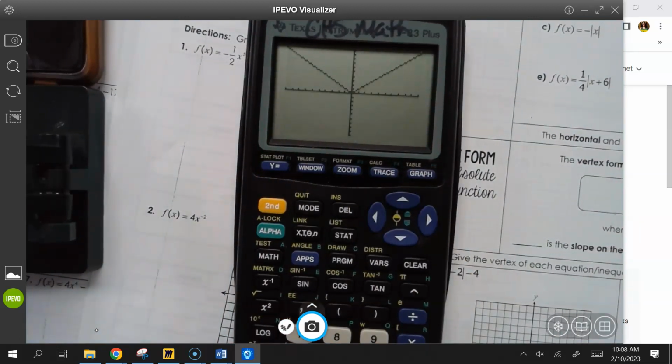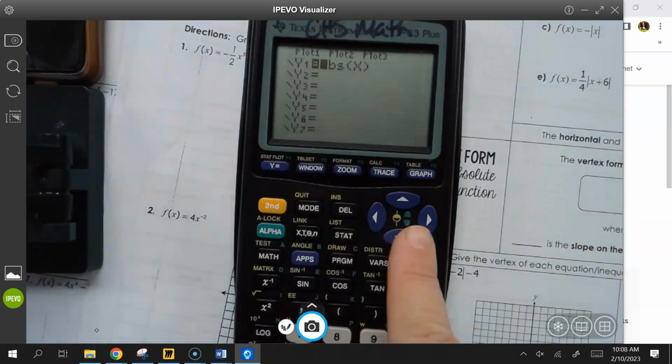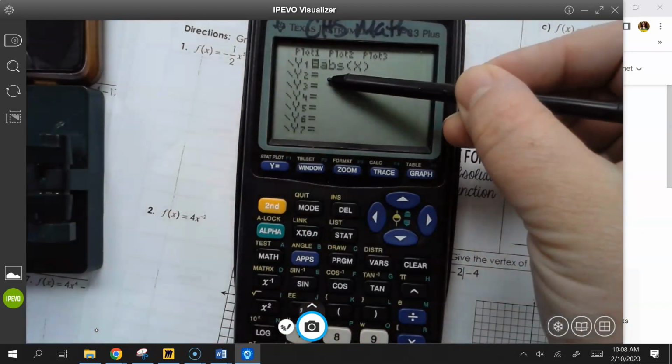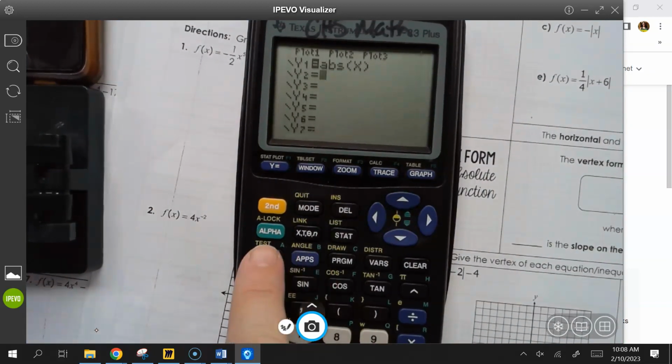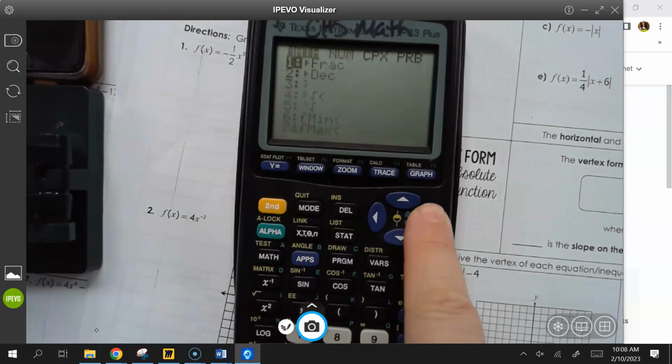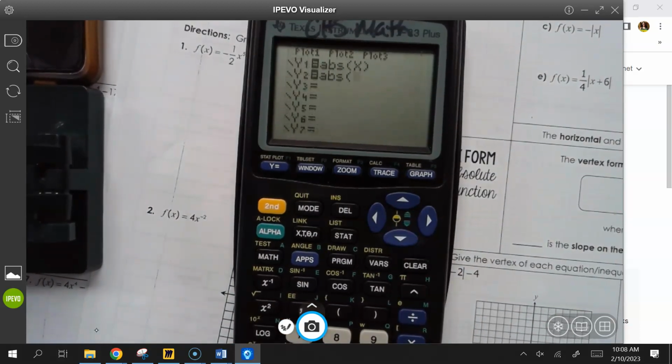So the first was x minus 5. So I'm going to go into y equals. I'm going to go down to this second equation here, okay? And there I'm going to type absolute value of x minus 5. So remember, it's math, right, enter. And I'm going to do x minus 5.